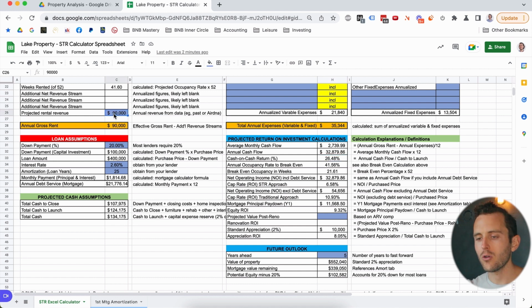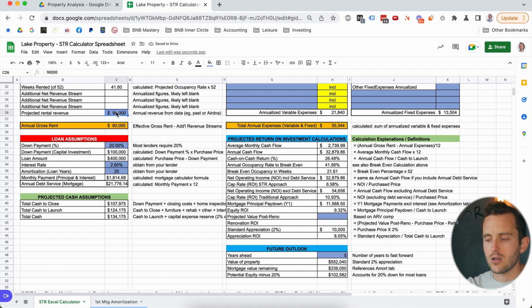But I know that this is a more moderate case scenario that I ran projections with. I think in reality, I can probably do closer to like 110,000 to 120,000. And so if we look at that, then we're up to a 40% cash on cash return if we're able to bring in the extra 20K that I think we could. So this 90,000 is a pretty moderate scenario for this property.